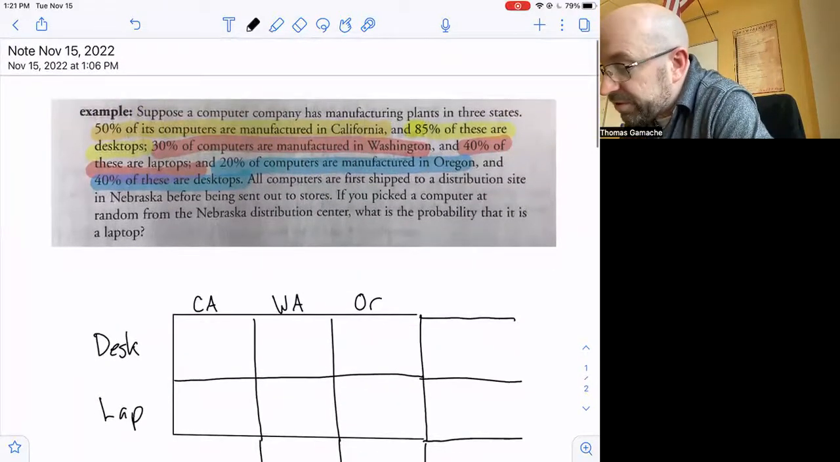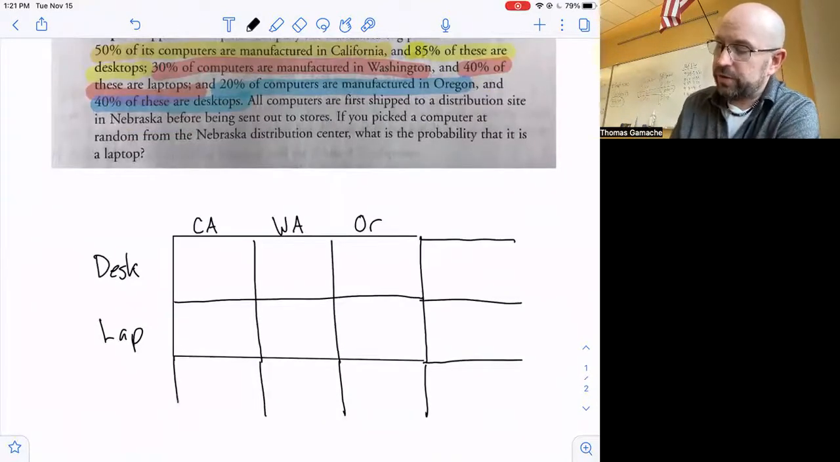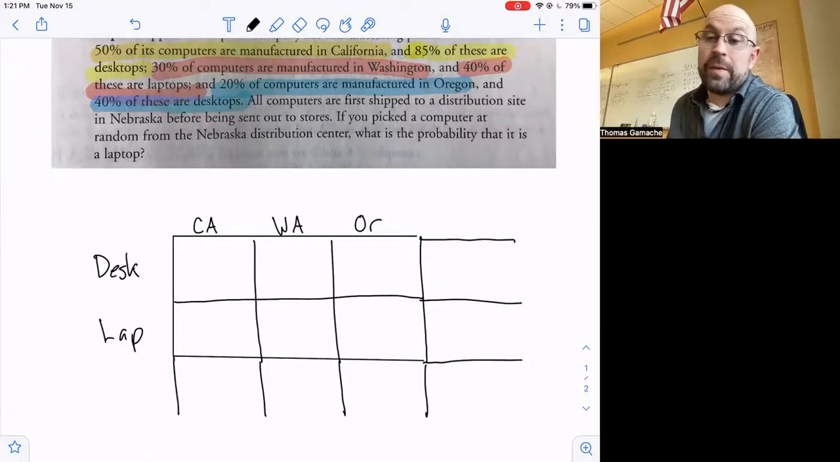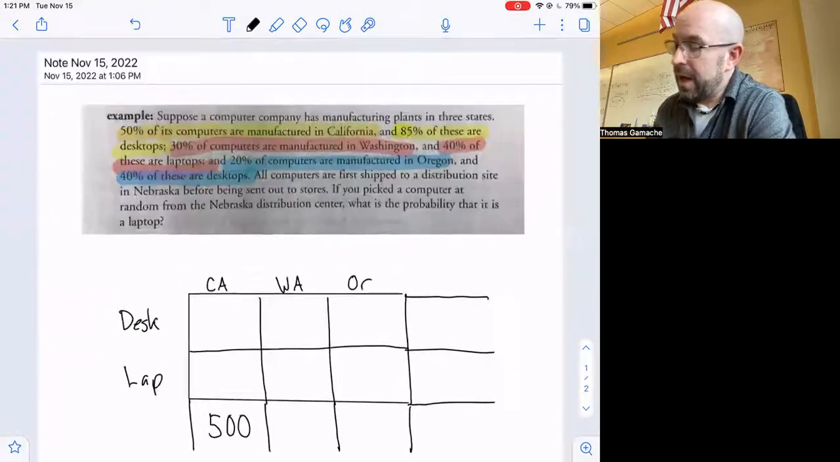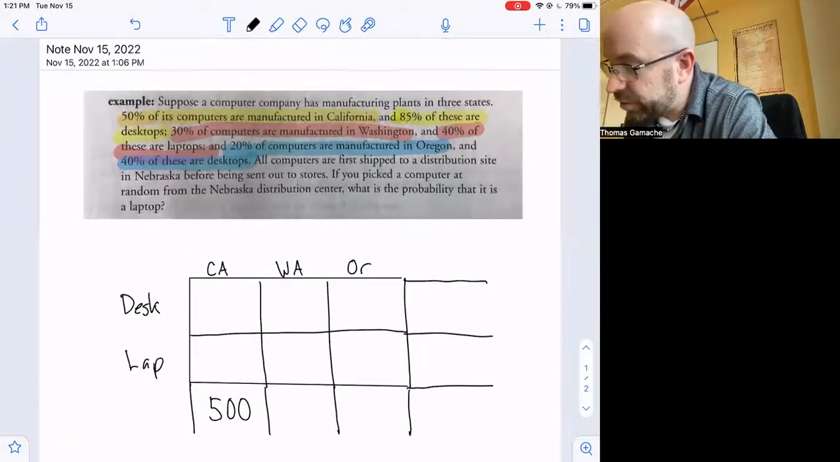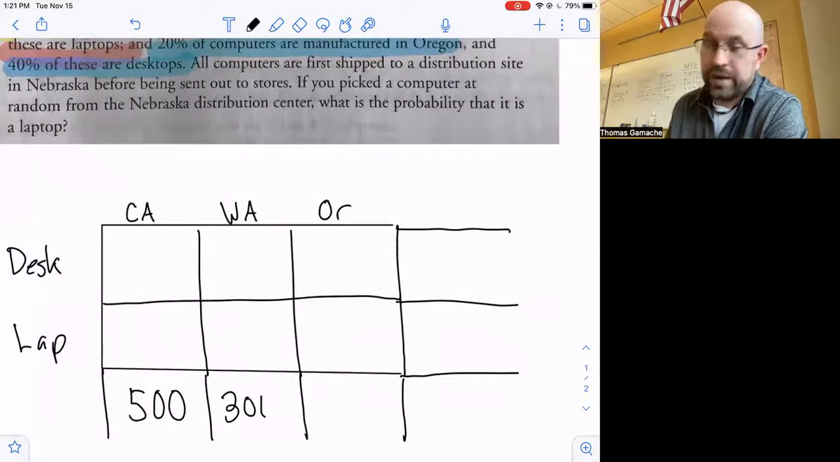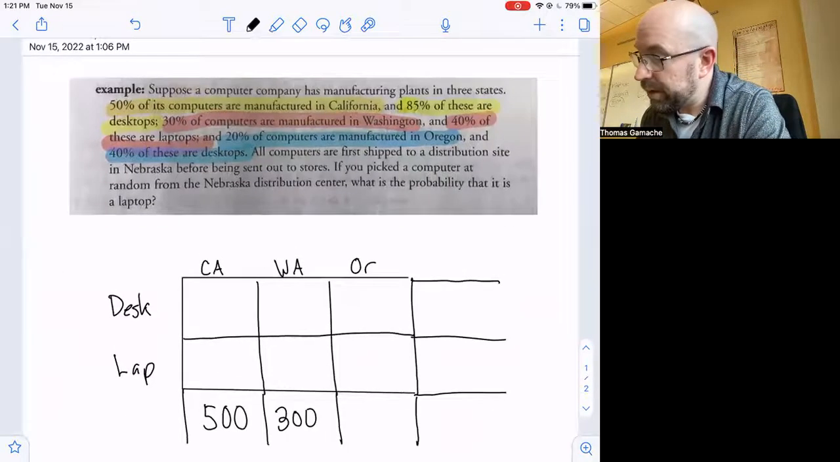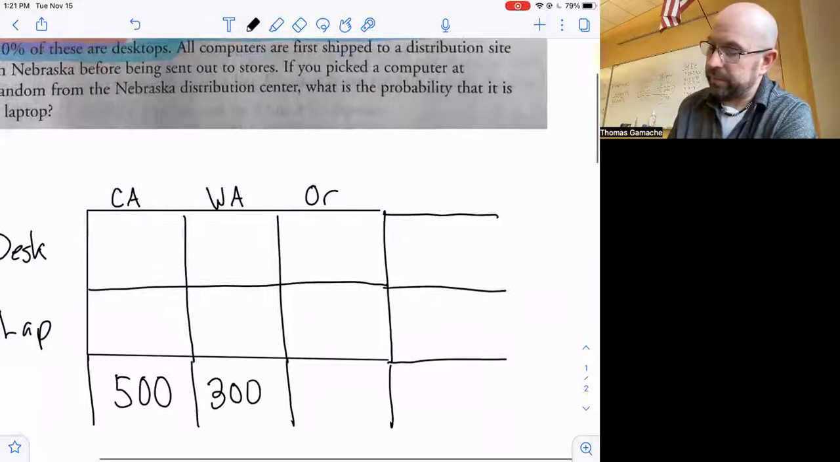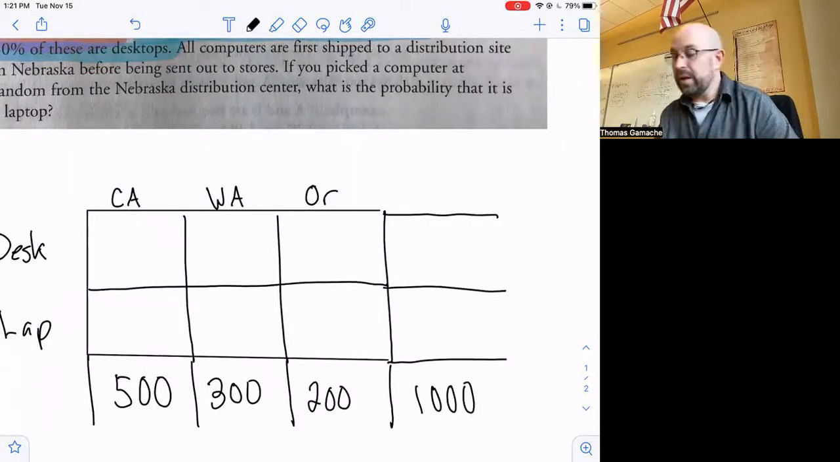So 50% of computers are manufactured in California. So what I'm going to do is for my total here, instead of doing a 50, like I might do if I'm doing a two-way table, I'm going to go with 500 instead. It says 30% are manufactured in Washington, so I'm going to go with 300 instead of 30. Again, this is just to make my numbers a little less messy. Out of Oregon, 20%, so I'm going to go with 200. If I add these all up, I get my 1,000. That's going to be my total.